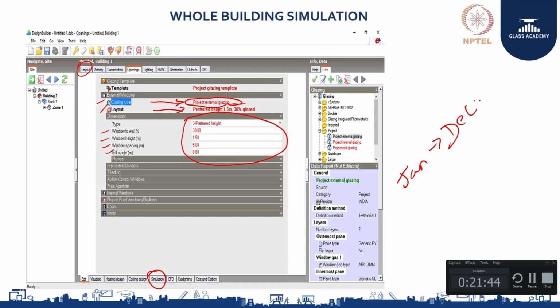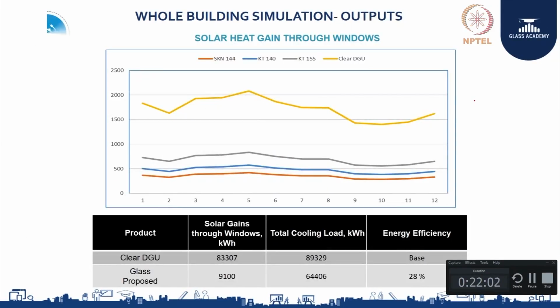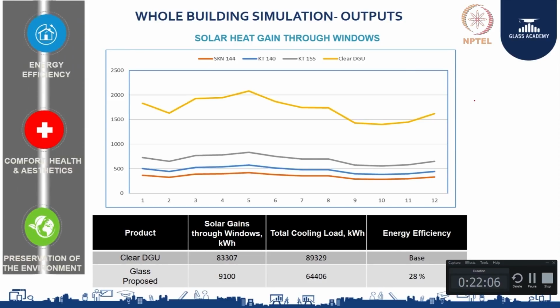So all that can be selected there, and when you click simulation, you will get a detailed output as to what is the solar gains, what is the energy consumption due to the chiller, and what is the energy consumption due to the lighting. So all those details will be the output of this simulation. And two outputs that will be quite important for your understanding will be the solar gains and your energy consumption.